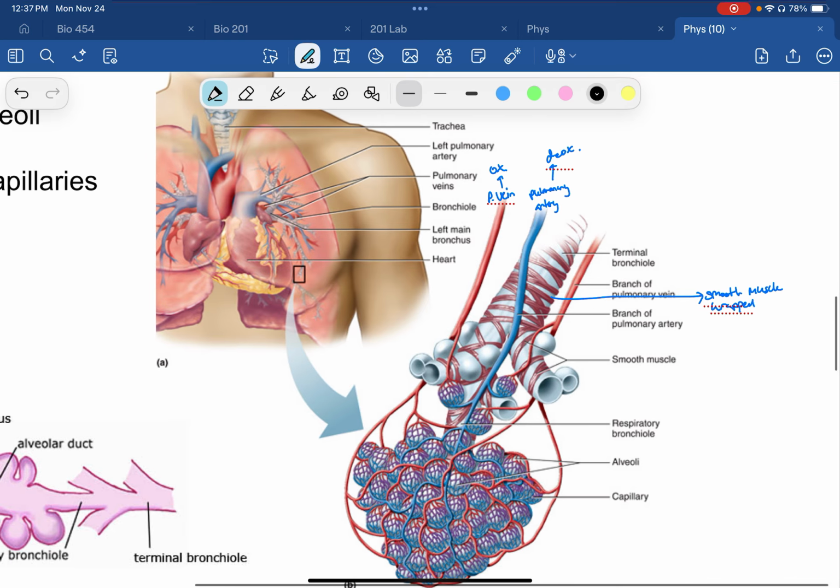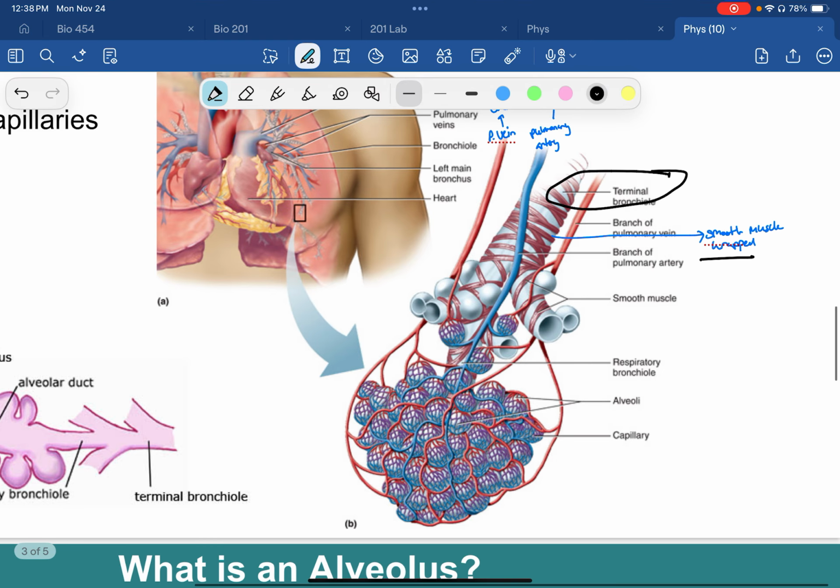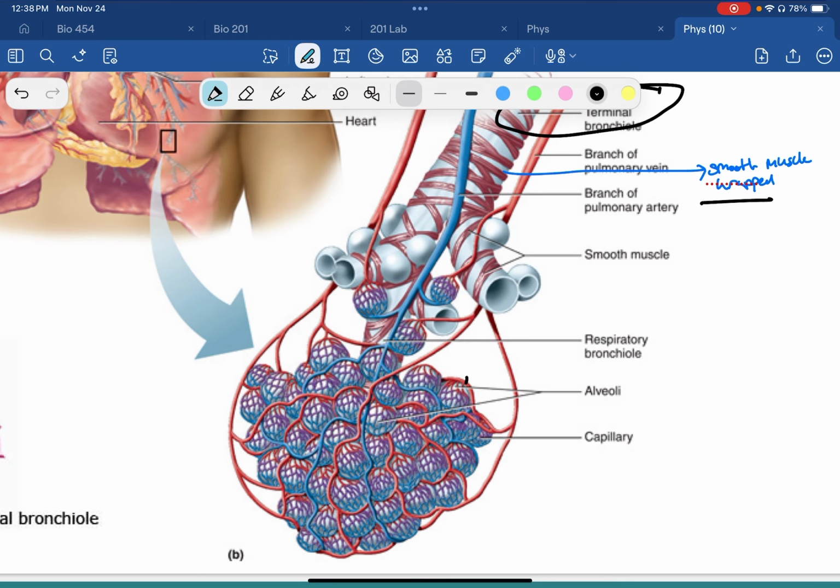This is a zoomed in view of a terminal bronchiole. Here I wrote we have our oxygen, which is brought through a pulmonary vein, and this is deoxygenated through a pulmonary artery. On our terminal bronchiole, we have smooth muscle wrapped all the way around. That's so that it can control how much blood and gas exchange is going on based on the constriction. And we have each little alveoli here, or alveolar sac, however you want to say it. And we have our capillaries.